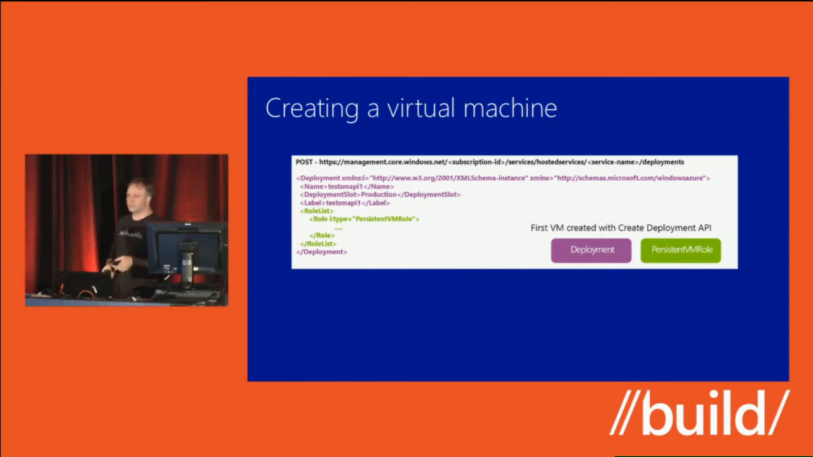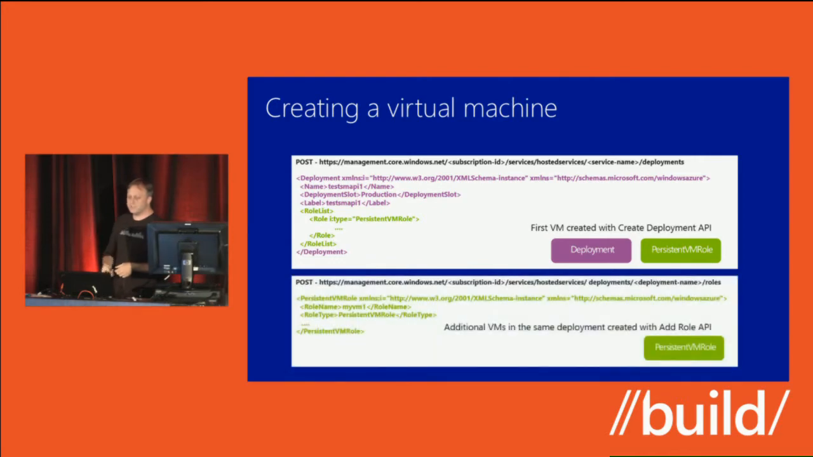As soon as that one virtual machine is created, you can then use another API, the add role API, and add the additional roles to it. So it's a little simpler than it sounds. All it really ends up being is munching a bunch of XML together and posting it to our service.